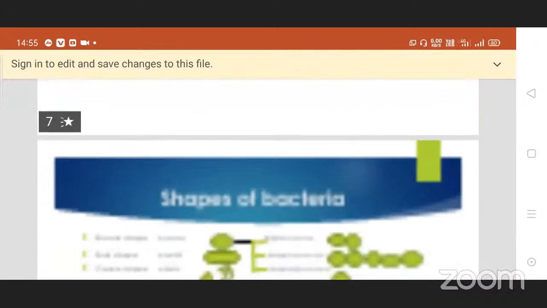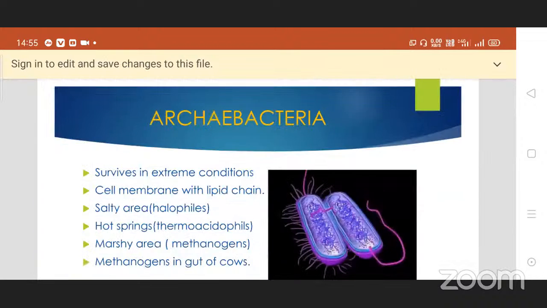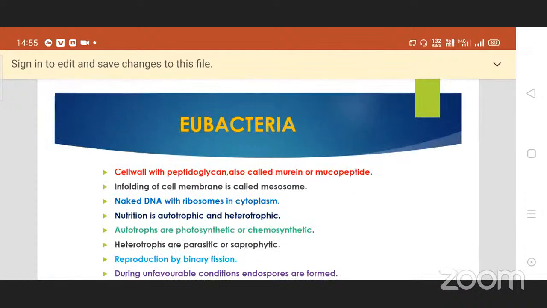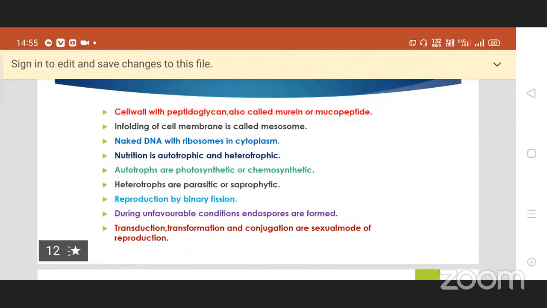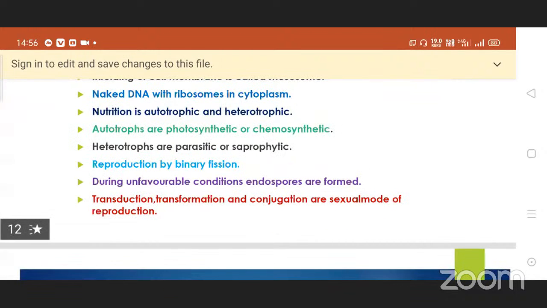The kingdom Monera. In this kingdom Monera, we have finished the archaebacteria. Then we moved on to the eubacteria type, and you have the autotrophic and heterotrophic types, the photosynthetic or chemosynthetic, the parasitic and saprophytic. So we'll continue with the previous slide.